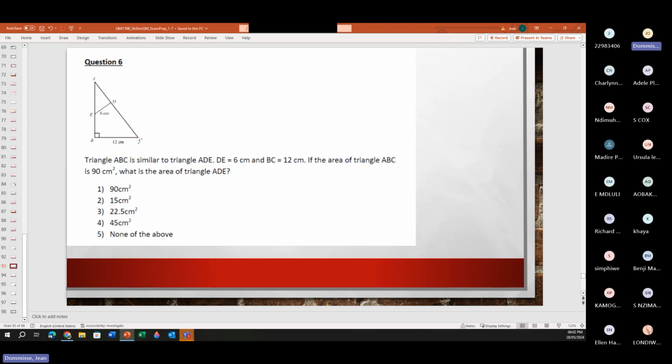Triangle ABC is similar to triangle ADE.